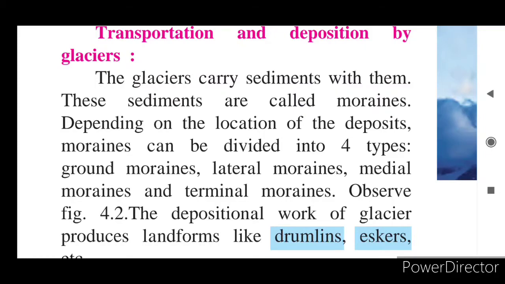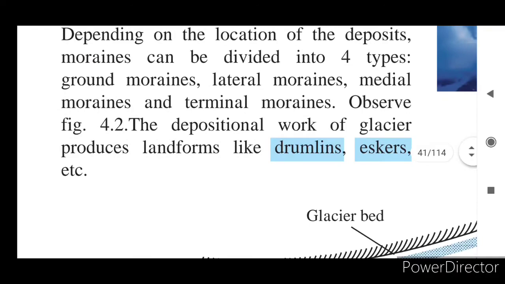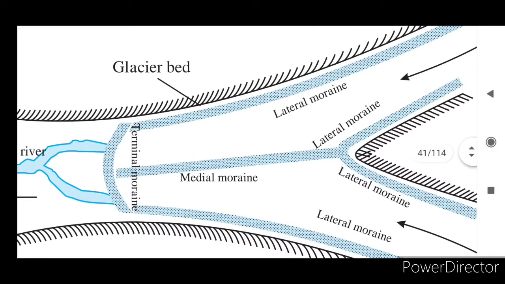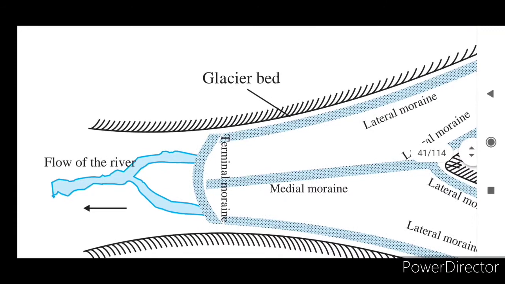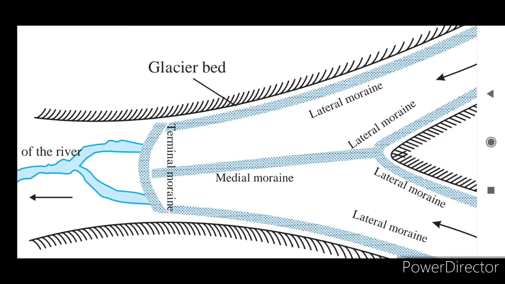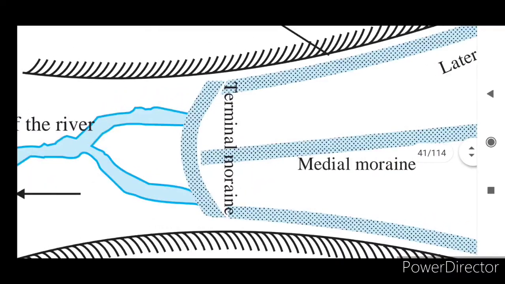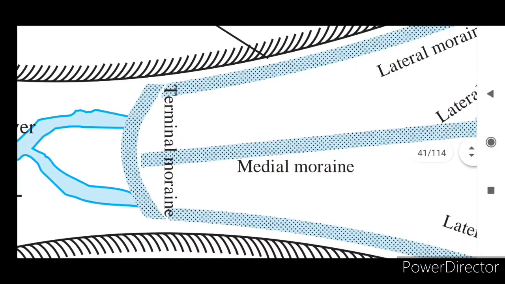Observe figure 4.2. The depositional work of the glacier produces landforms like drumlins, scars, etc. So here you can see it shown. The river is flowing, and along with the river the glacier has deposited some sediment, so that is called moraine. First we will see the terminal moraine here, then in the middle, the medial moraine, meaning whatever deposition takes place in the middle side by the glacier.